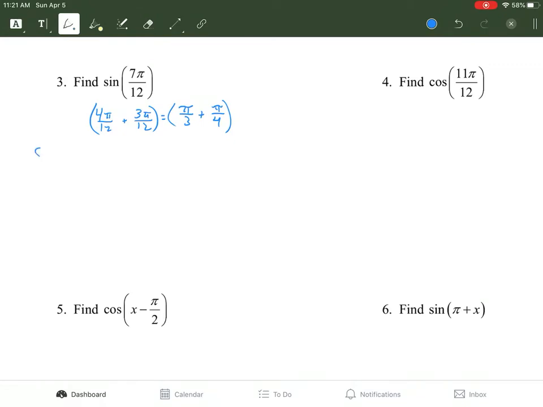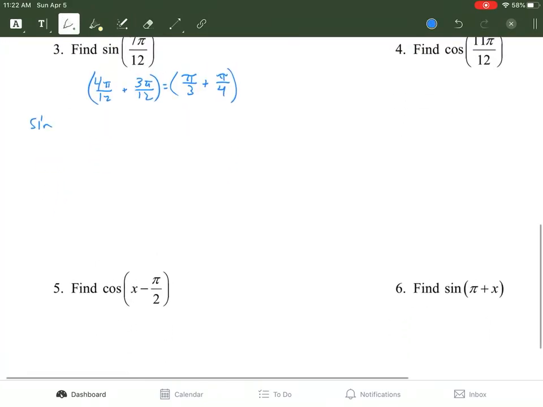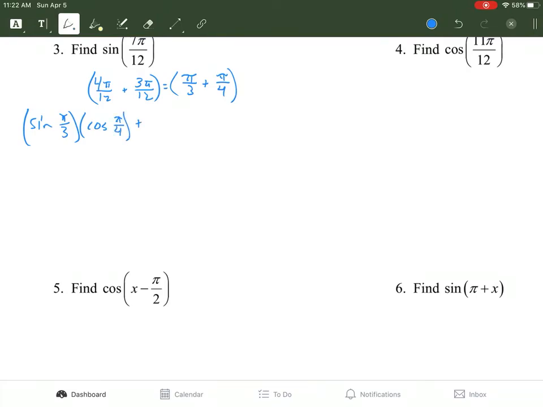So we're going to do sine of x, which is pi over 3. Sorry about that. All right, so we have pi over 3. We have cosine of y, which is going to be cosine of pi over 4, plus cosine of x, which is going to be cosine of pi over 3, and then sine of y, which is going to be sine of pi over 4.